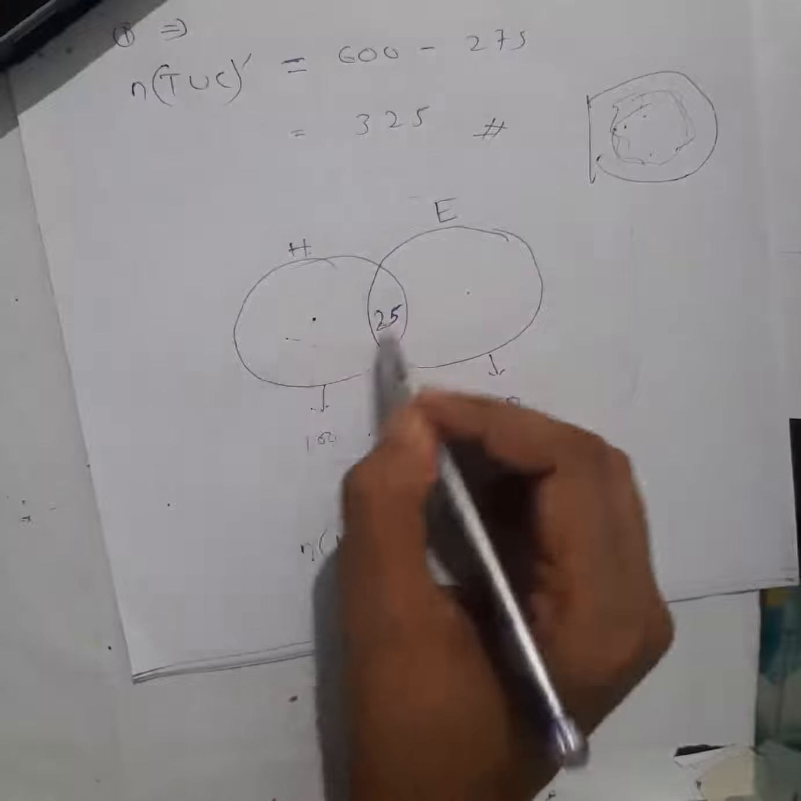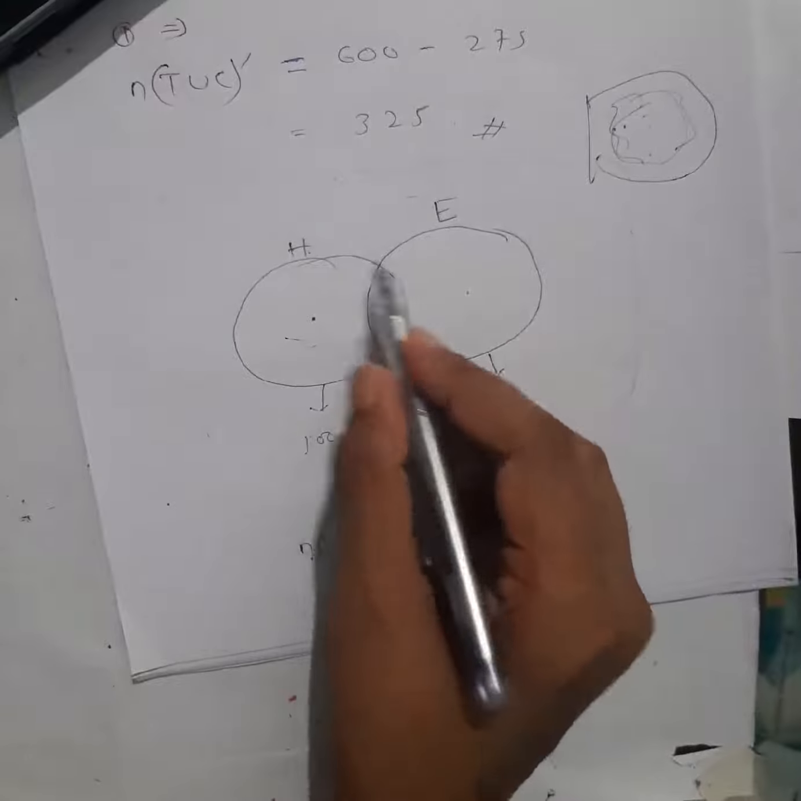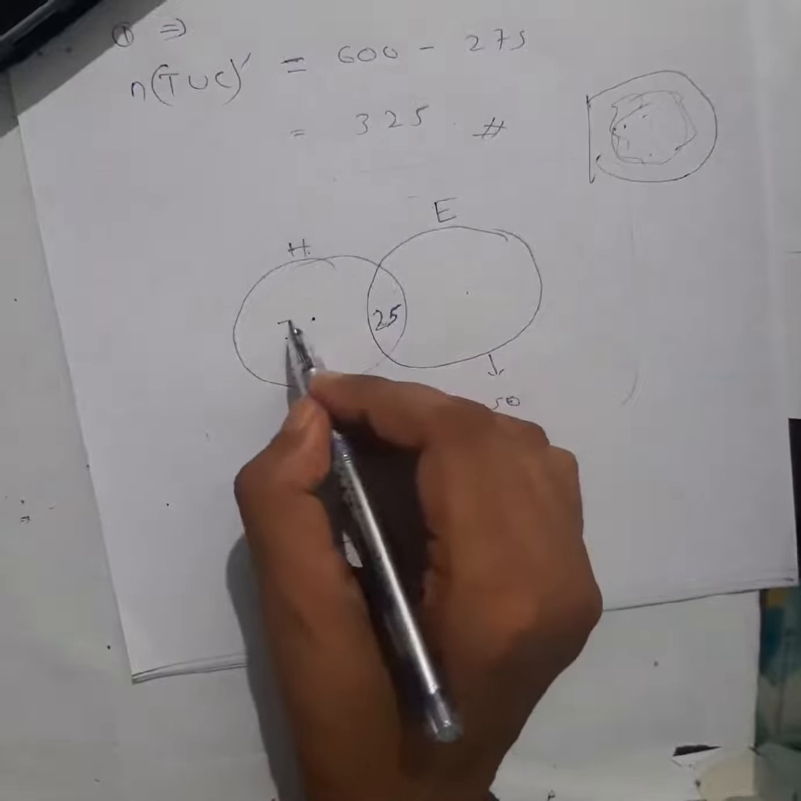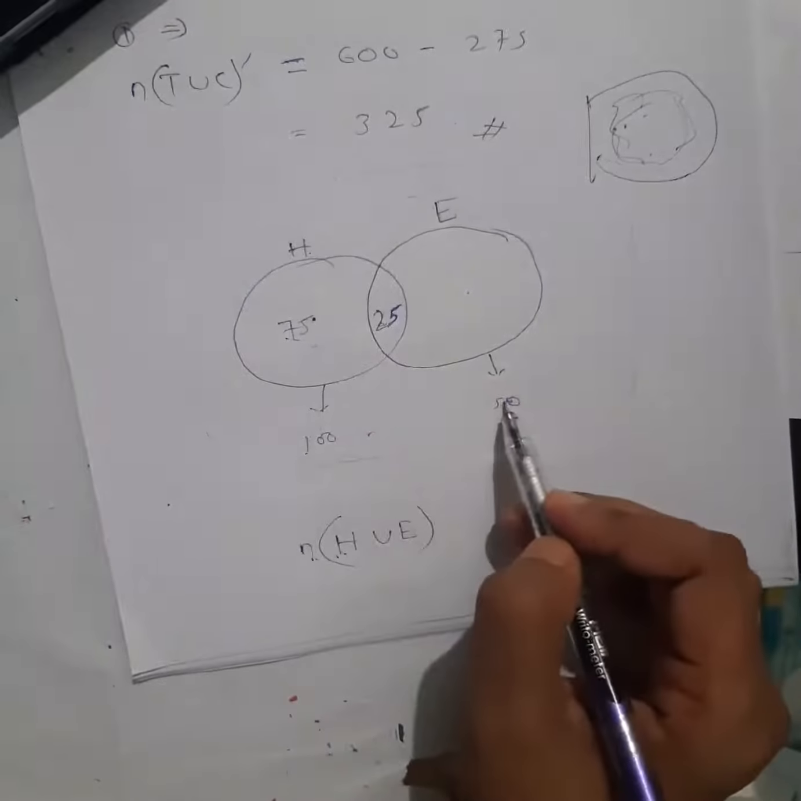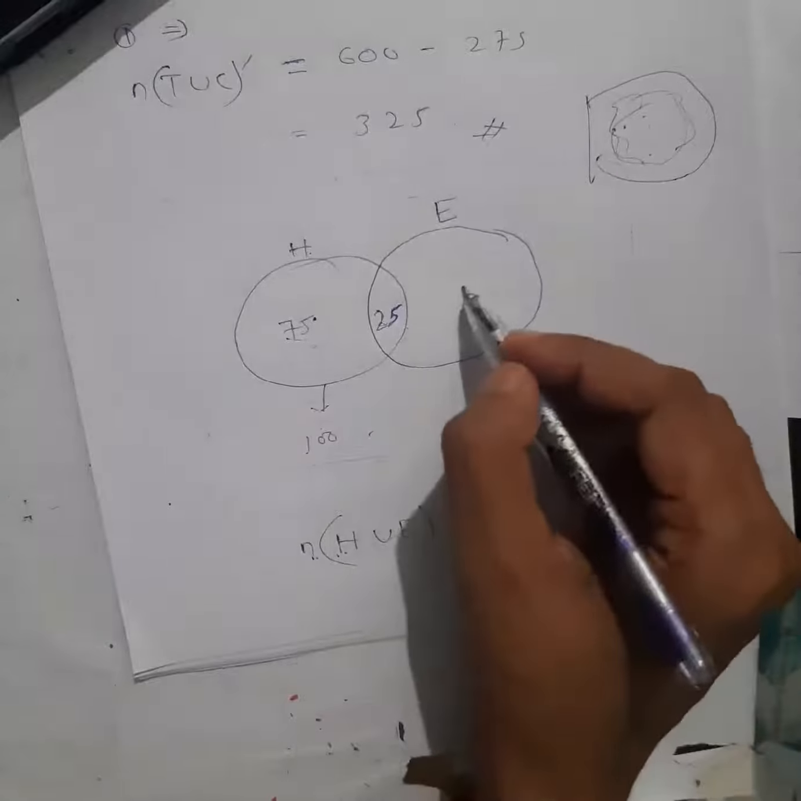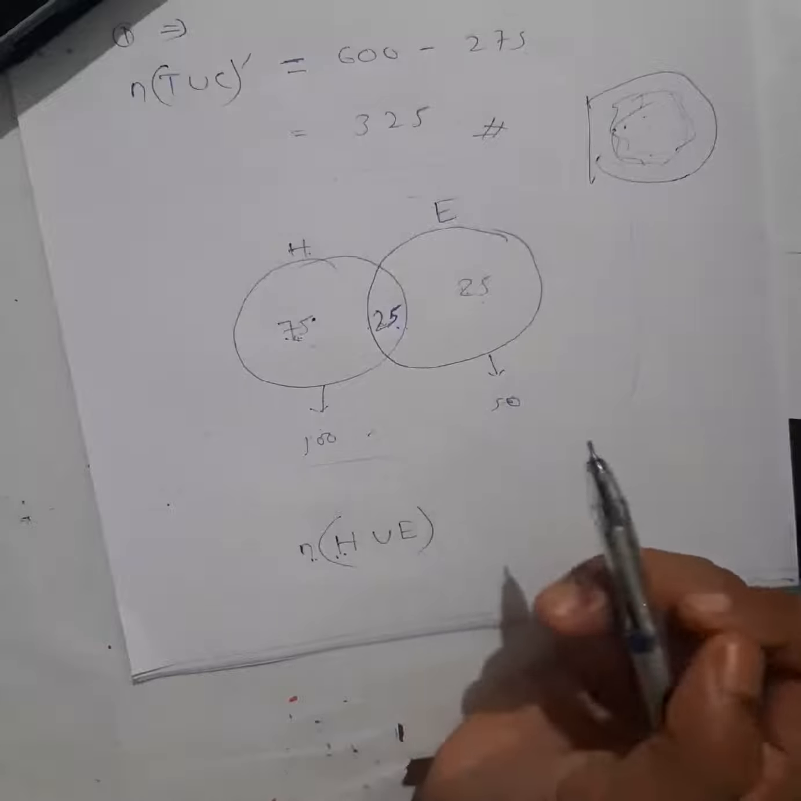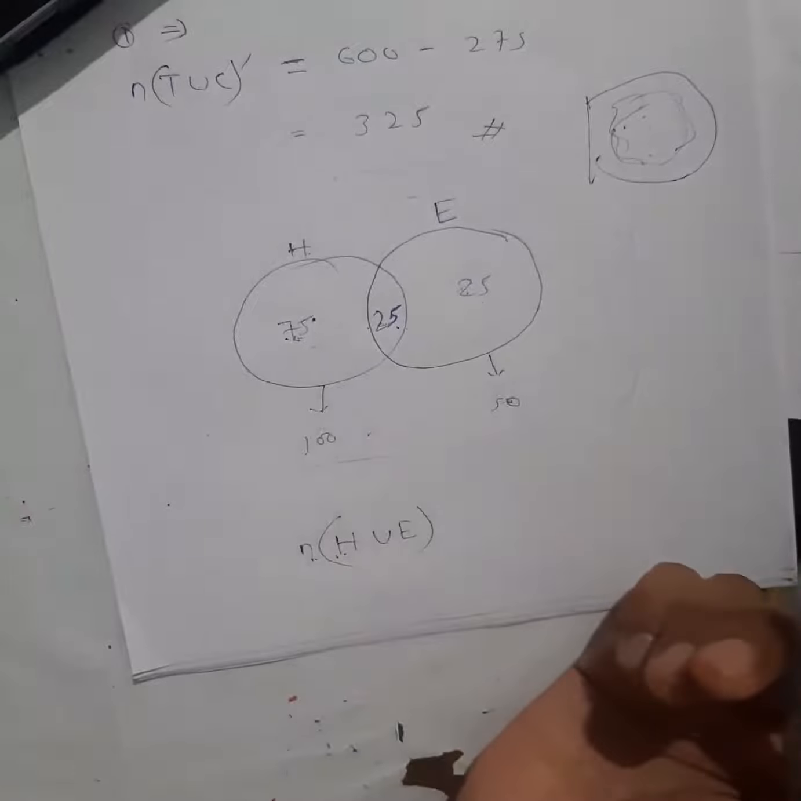25 here gone. Total how many was there? Hindi, 100 students know Hindi. Out of that 25 already gone here, so 75 will be here. Out of 50, 25 gone here, 25 will be. So total will be how many? 75 plus 25 plus 25. That's 50 plus this one, 75. Okay, that is 125 students only will be there.